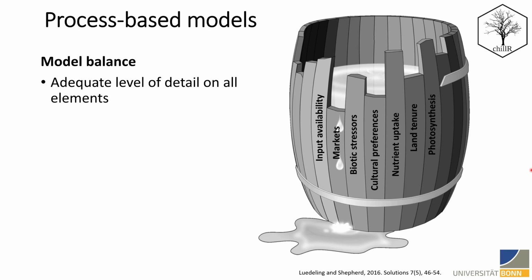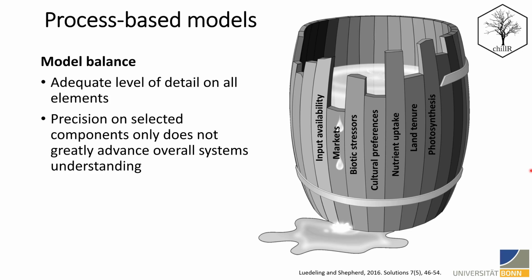And you can tell that if you learn more and more about the nutrient uptake and you make that stave even longer, it may not actually increase the usefulness of your model. It does have more precision, but maybe more data collection effort is needed to quantify nutrient uptake precisely, and you actually still don't know how the markets behave, how much demand there'll be for the crop you'll be growing. So the overall performance of the system will still not be represented by your model. Precision on selected components only does not greatly advance the overall understanding of the system if you don't actually address your real knowledge limitations.